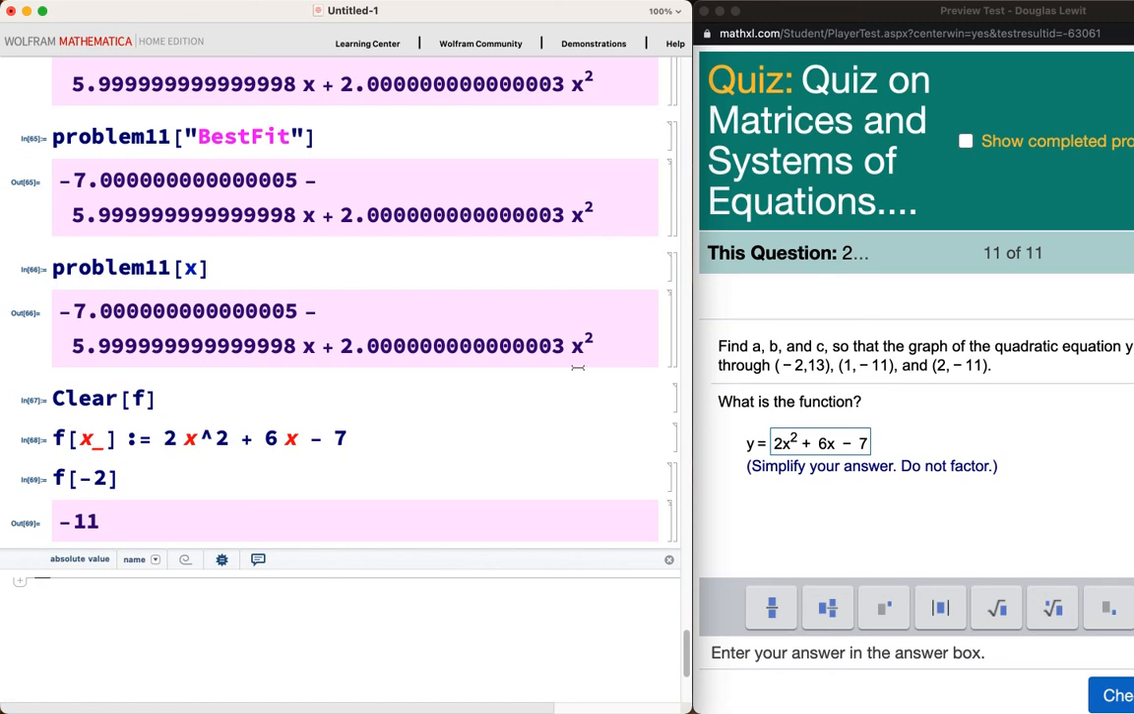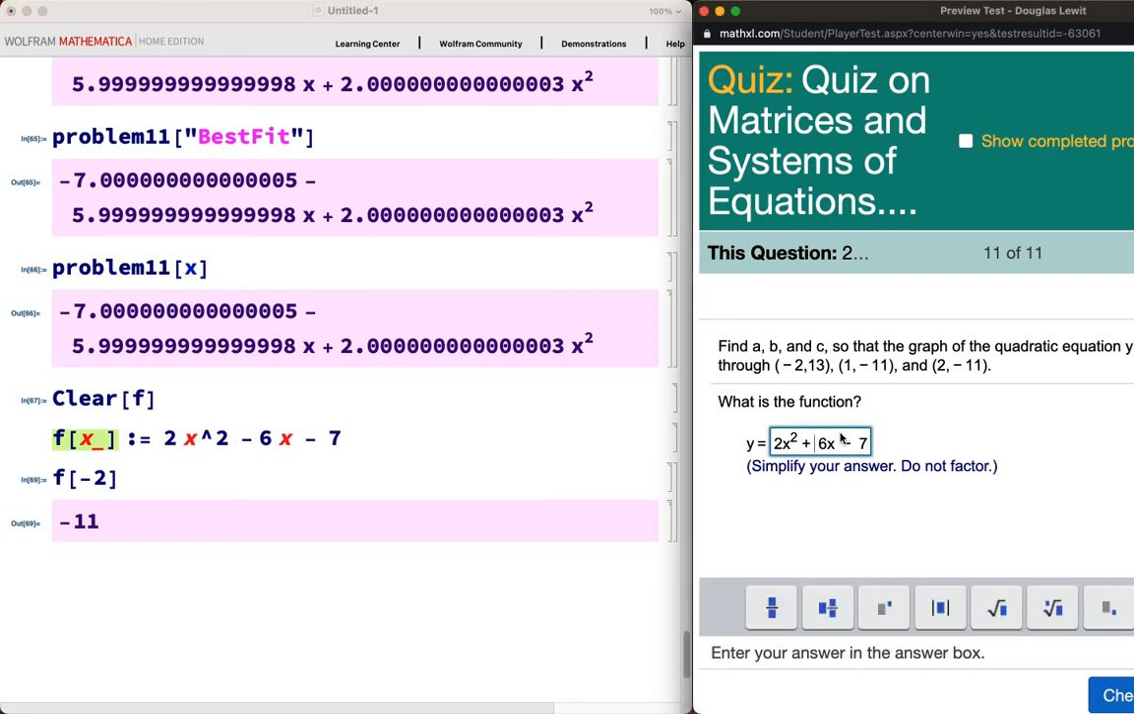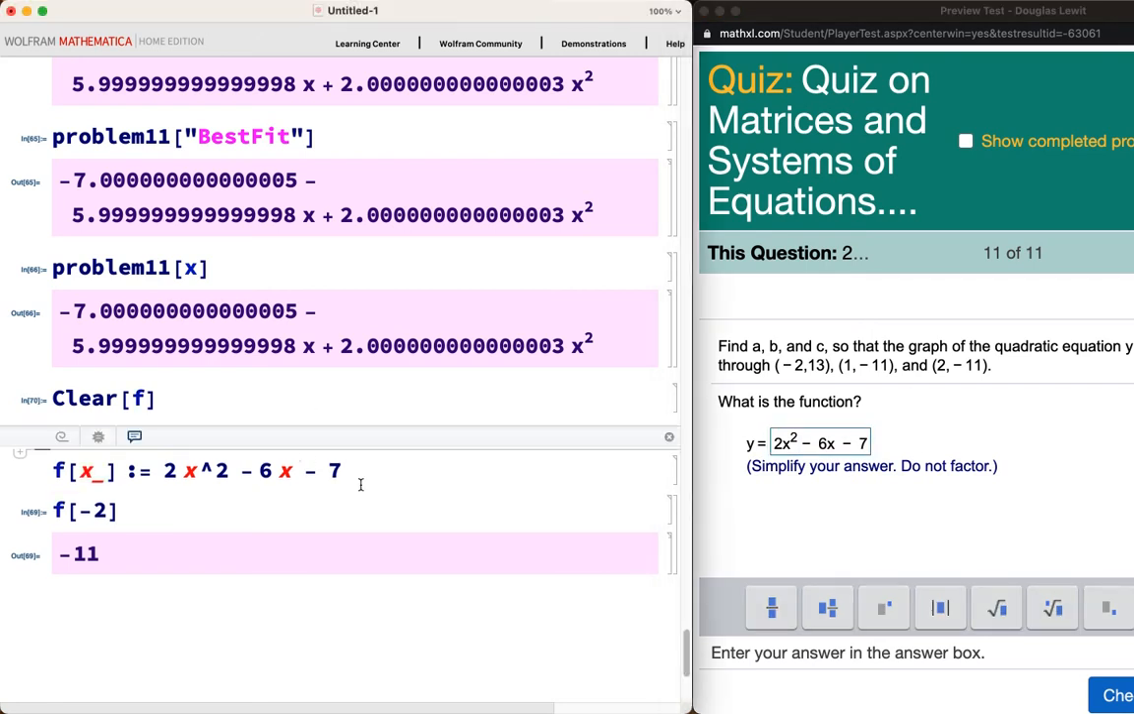We have 2 times x squared. Oh, this should be a minus 6. Sorry. Look at the minus here. That should be a minus 6. This has to be a minus 6. Sorry about that. Minus 6. So clear f. Let's try this one more time.